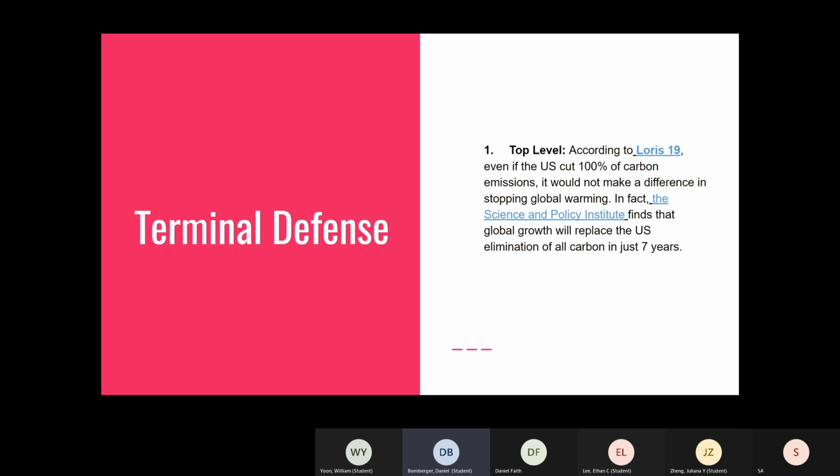So I think if it was renewables solve climate change, or U.S. renewables solve climate change, an example of terminal defense on that would be the U.S. grid can't adopt renewable energy. Period. It just doesn't function with the U.S. grid. Yeah, that makes sense.